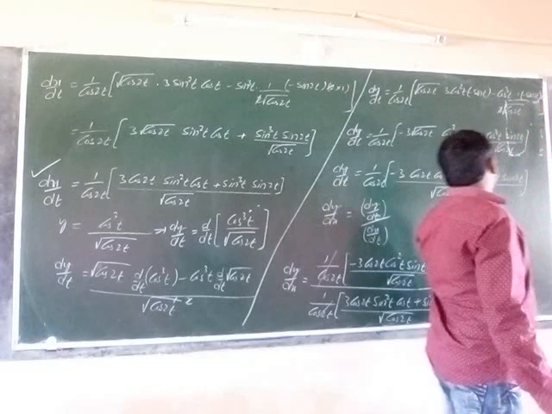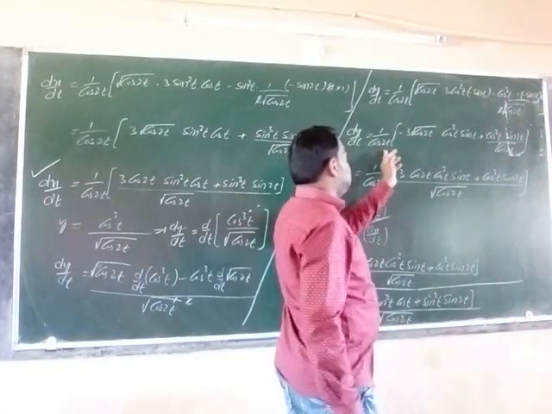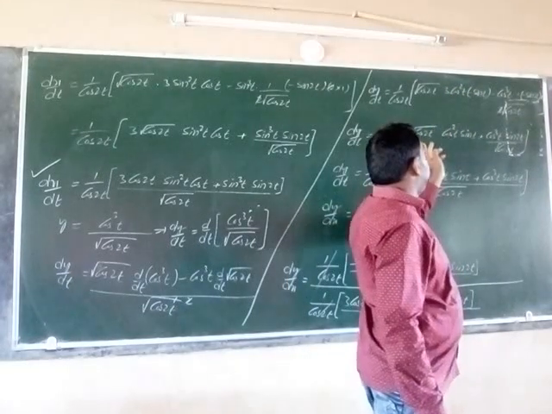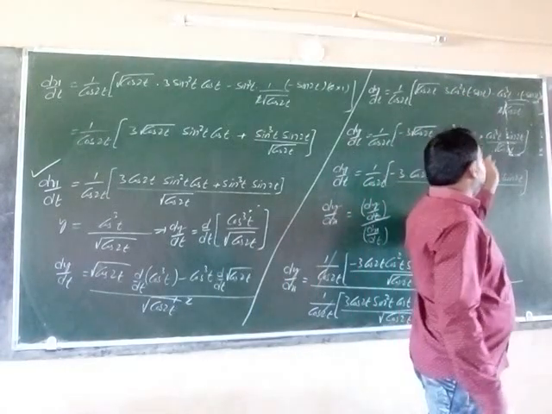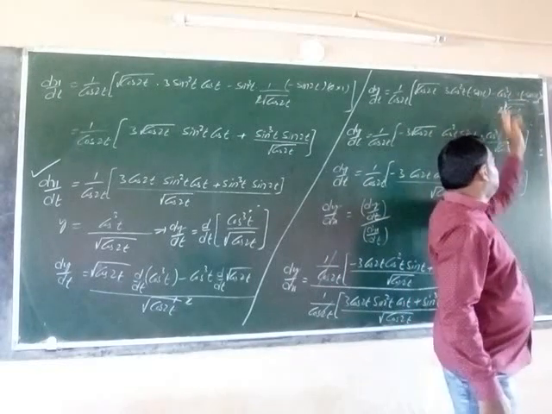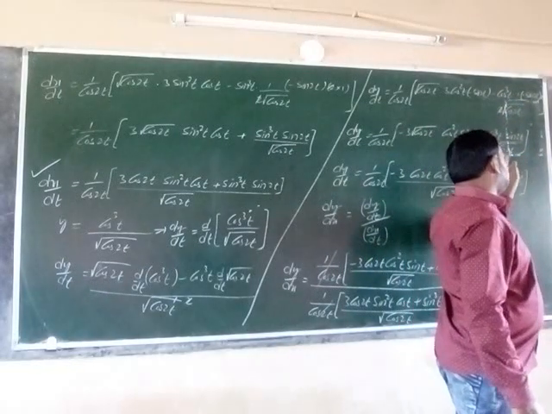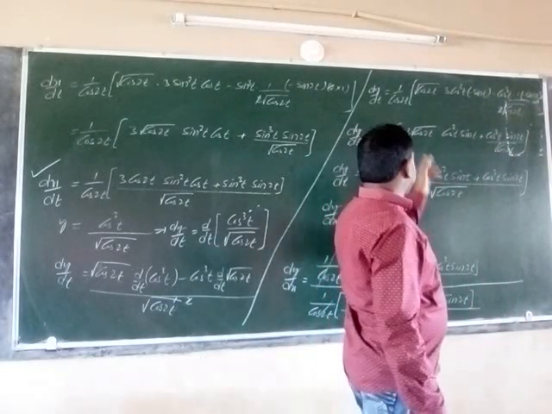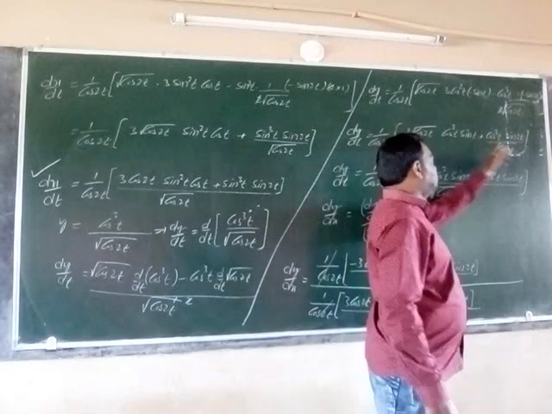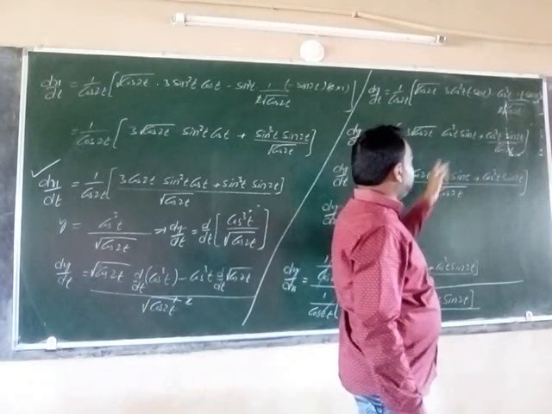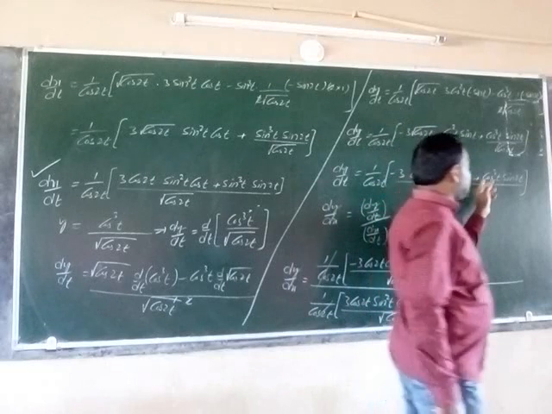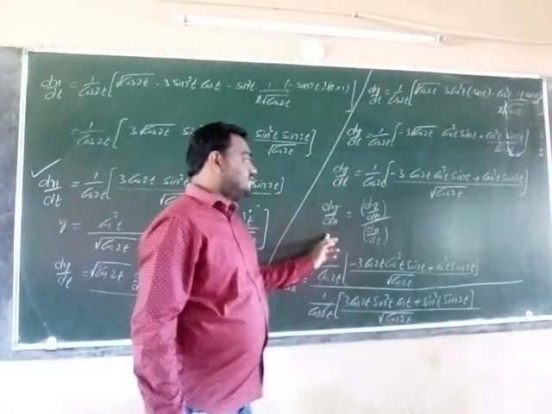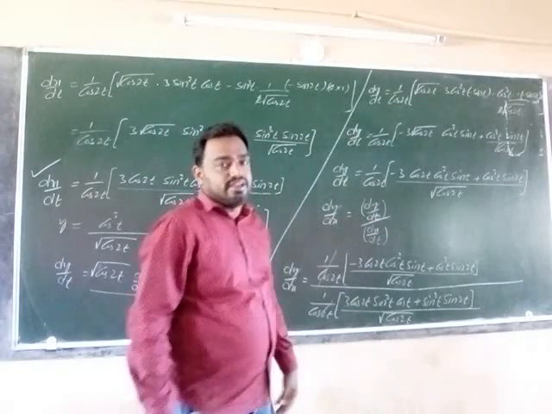Here next, 1 by cos 2t as it is, minus 3 into square root of cos 2t, cos square t sin t, plus cos cube t sin 2t, by root of cos 2t. Next step we are taking LCM. So minus 3 into root x is x, so cos 2t into cos square t sin t plus cos cube t sin 2t. Now dy by dx is equal to dy by dt by dx by dt.